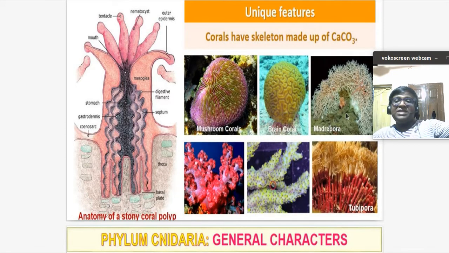So these are some of the examples of corals. You can notice the mushroom coral, the brain coral, which just looks like the meninges of the brain. Then madrepora, and then tubipora is here. This diagram is not required. If you want to know the details, you can go through it. Not there for the syllabus.